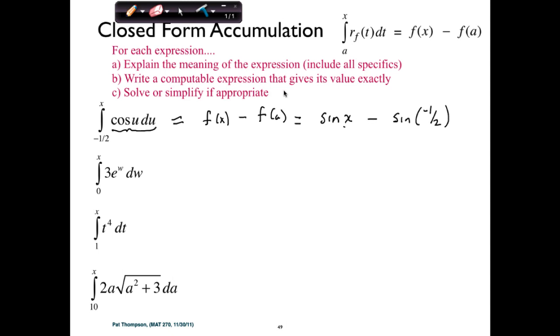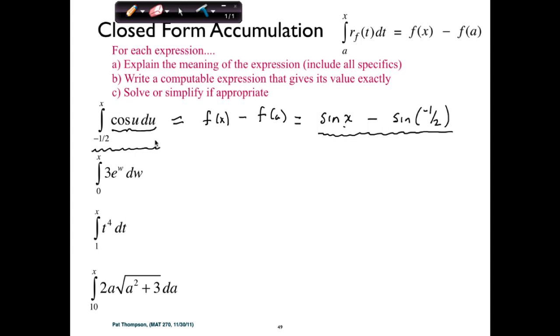So what's the meaning of that expression, sine x minus sine of -1/2? It's the net accumulation of the quantity going from -1/2 to x, whose rate is cosine of x. It's the exact same thing. It has the exact same meaning and value as that. But the only difference is what? Now we have a closed form, and now we can actually compute values of accumulation quickly, right? Whereas this one, we need a GC to do it.